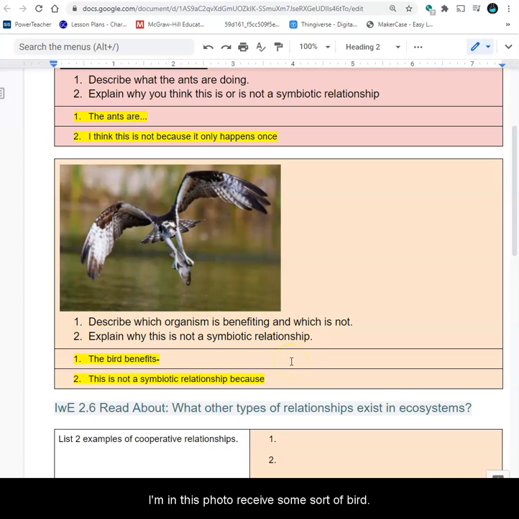In this photo, we see some sort of bird, and it is getting a fish, and we describe which organism is benefiting and which is not. Obviously, we see the bird benefiting because it's getting food, and the fish is not benefiting because it is becoming food. And explaining why this is or is not a symbiotic relationship, it is not because the transfer of energy between the fish and the bird only happens once, when the fish is consumed by the bird.